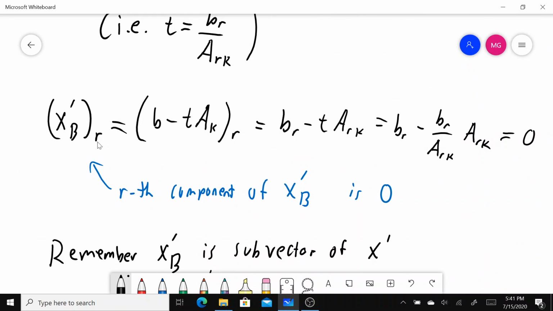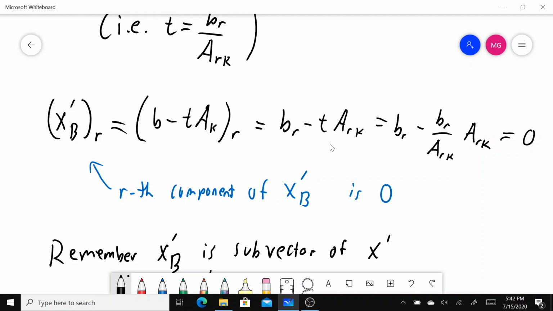Okay, so what is the rth entry in the basic components of x prime? Well, xb prime is little b minus t ak. It's the rth entry there, and so that's br minus t times ark. And now we know what t is. It's br over ark, the attainment of that minimum ratio. And obviously, you can tell that the ark's cancel, and then br minus br is 0. And so that means that in the subvector x prime, the basic components of x prime, the rth component there is 0.